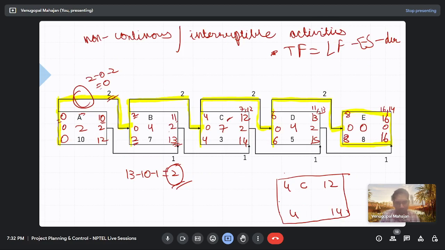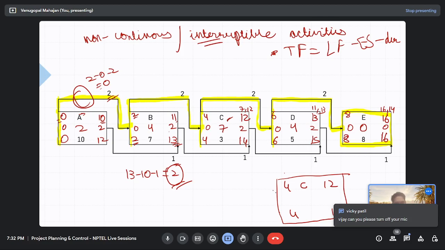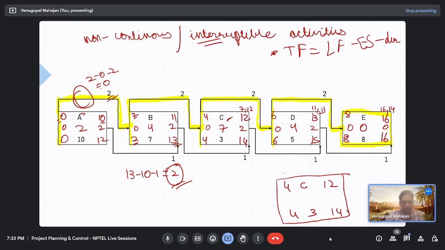Yeah. So you have got this activity C, interruptible activity, 4C12 and 3. I have got a. Okay. Yeah. So just by looking at the durations, my question to you guys is, can anybody help me visualize the splitting of activity C?